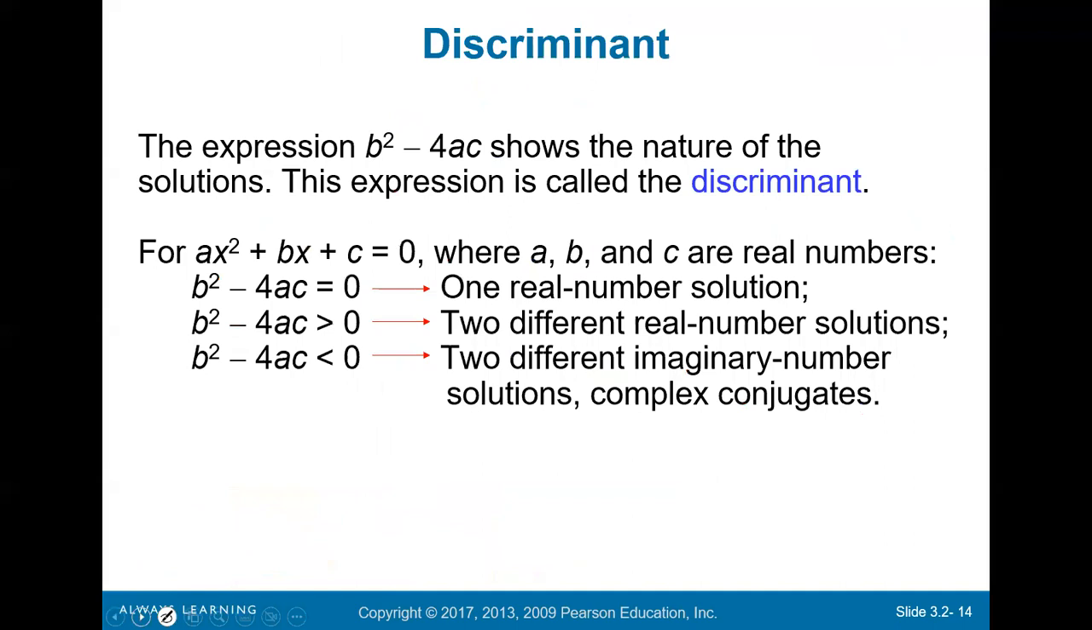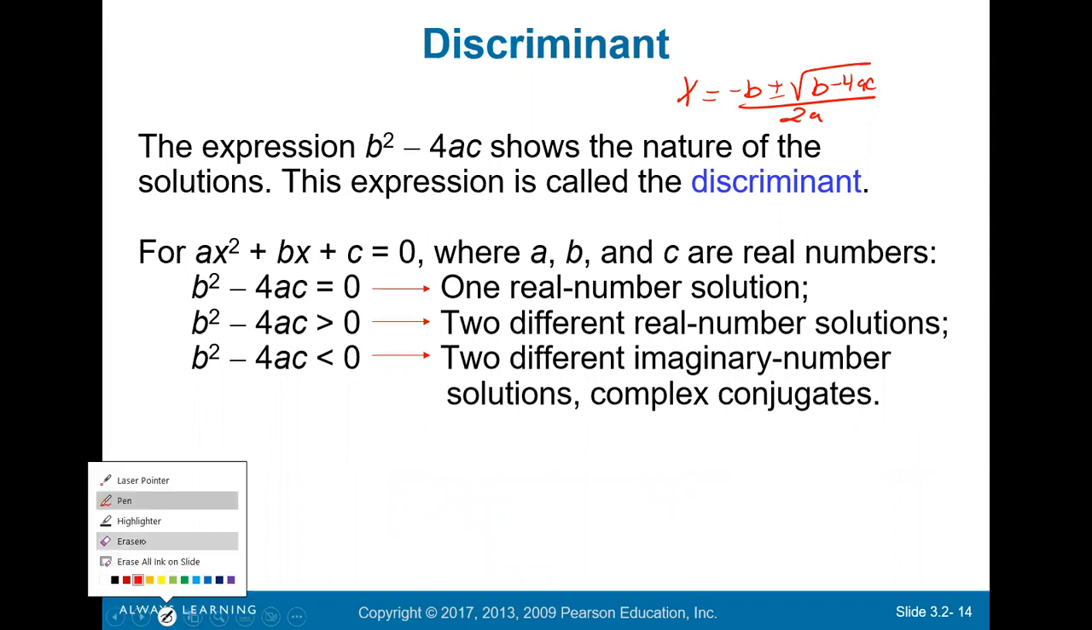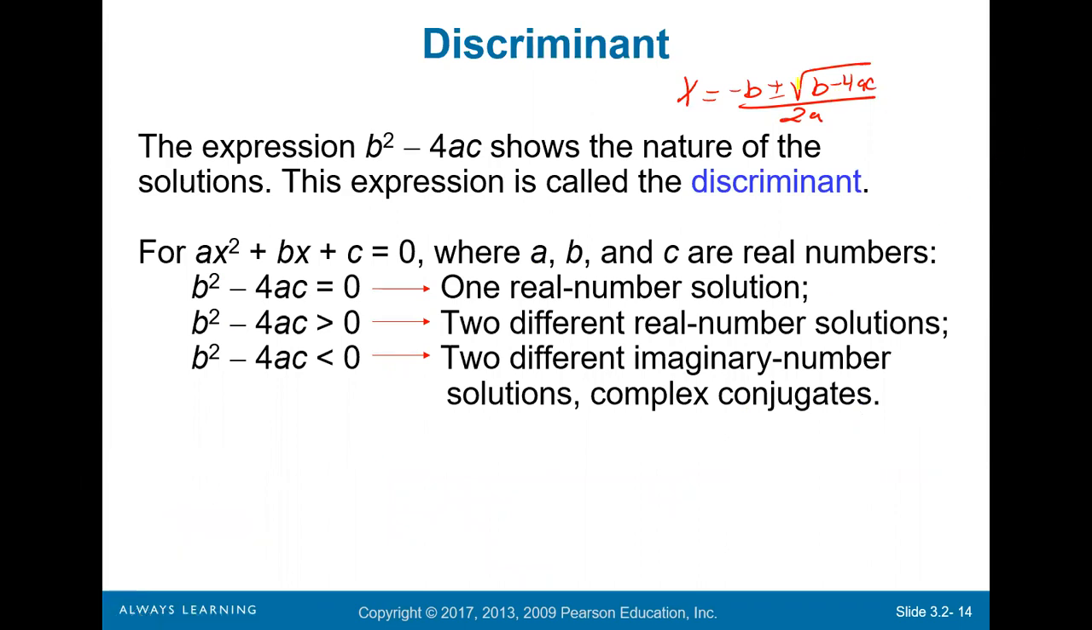Okay, so our next slide. Now let's talk about how do we know we have one real number solution, 2 different real number solutions, or 2 imaginary number solutions, complex conjugates. You know, how do we know all that? Well, when we look at that formula we were just solving, this here, this root right here, b squared minus 4ac, inside that root is my discriminant.